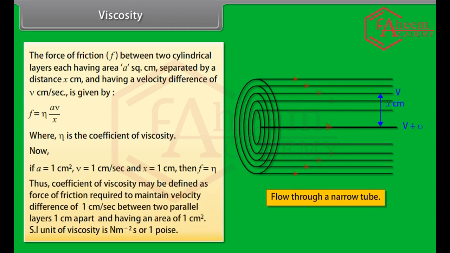Thus, the coefficient of viscosity may be defined as the force of friction required to maintain a velocity difference of 1 centimeter per second between two parallel layers 1 centimeter apart and having an area of 1 centimeter square. The SI unit of viscosity is Newton second per meter square, or 1 poise.